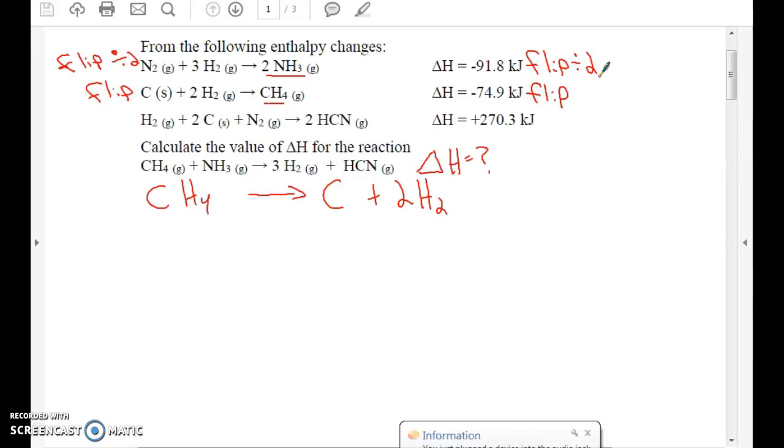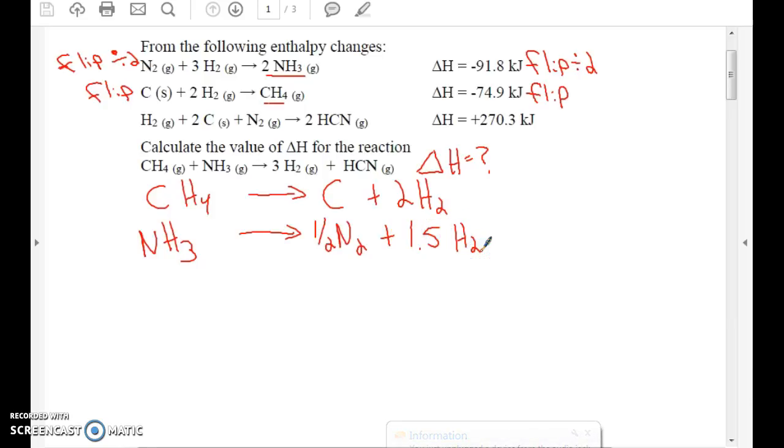So now the 2 moles of ammonia that were products now are 1 mole of ammonia that is the reactant. The N2 gas becomes 1/2 mole of N2 gas. And 3 moles of hydrogen gas, I'm going to write as a decimal, becomes 1.5 moles of hydrogen gas. If you wanted to, you could write it as 3/2. It means the same thing.